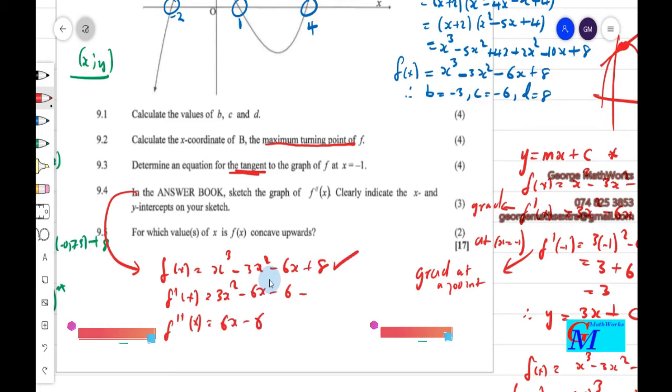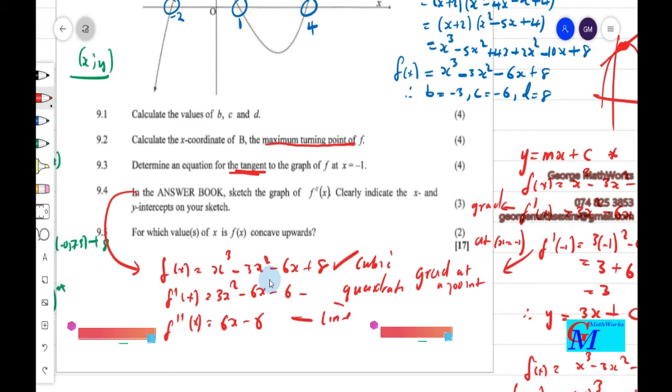So you need to see that this one is cubic, this one is quadratic, and this one is a line. So there is a relationship there. The first derivative gives you a parabola, the second derivative gives you a line.